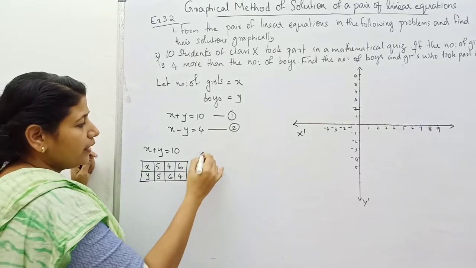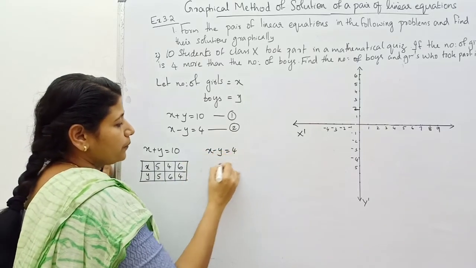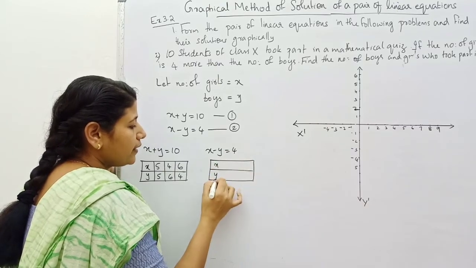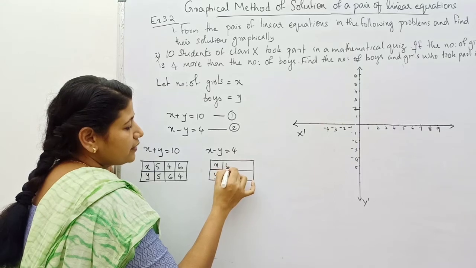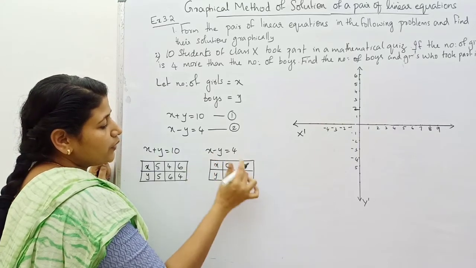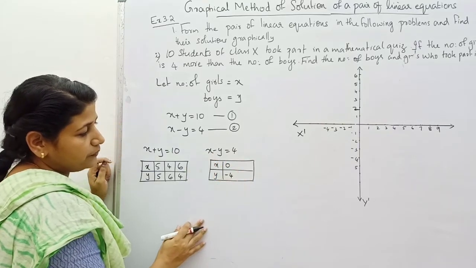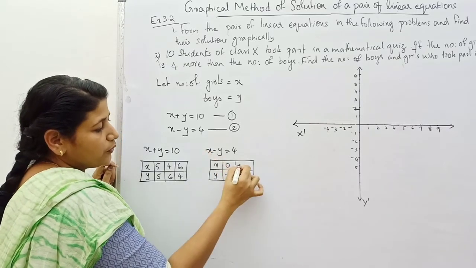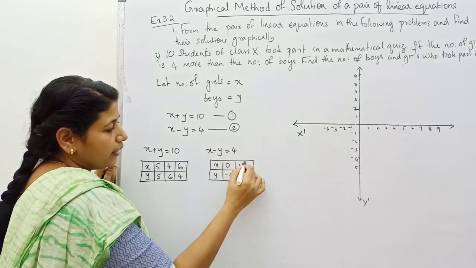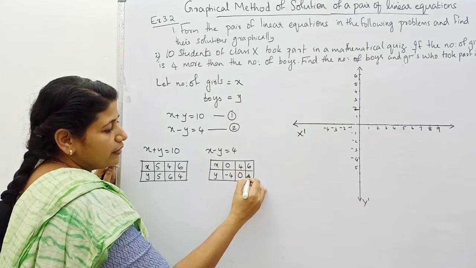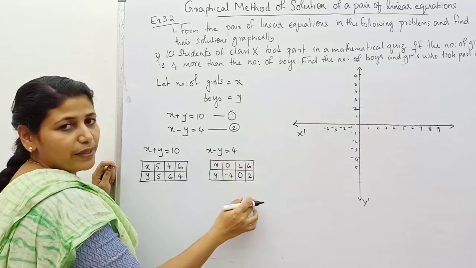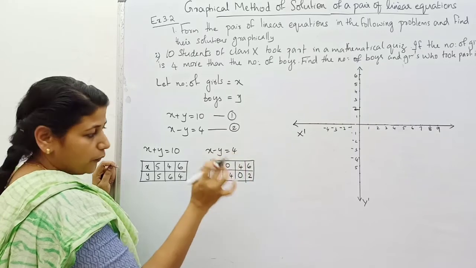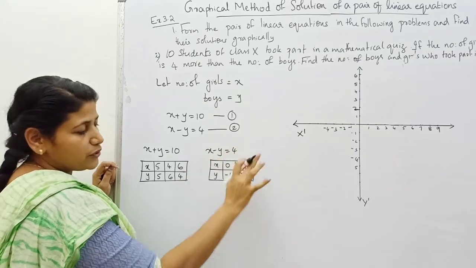Okay. Then here also, x minus y equal to 4. If I am taking x as 0, then you will get y as negative 4. If y is 0, x equal to 4. Okay. If you are taking x as 6, y will be 2. Okay. 0 minus negative 4 is 4. And 4 minus 0 is 4. 6 minus 2 is 4.